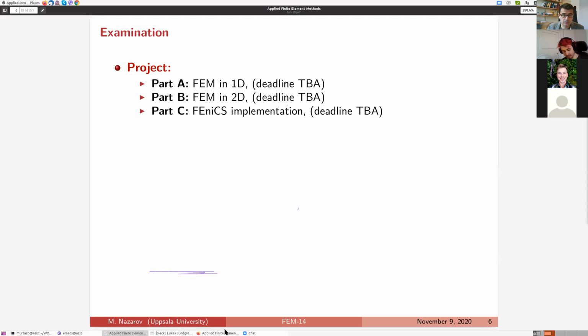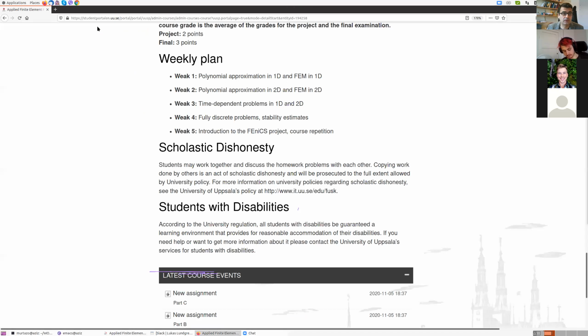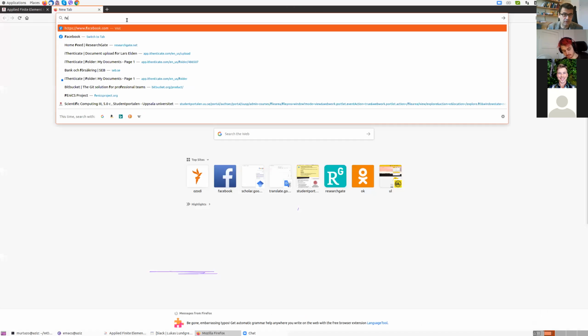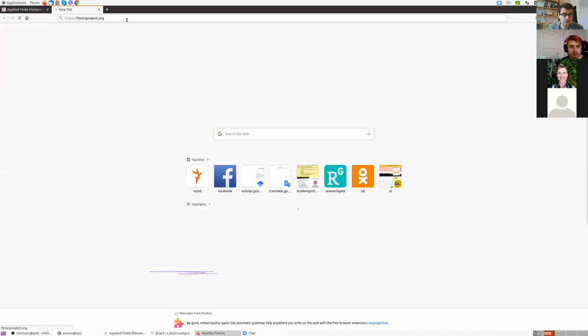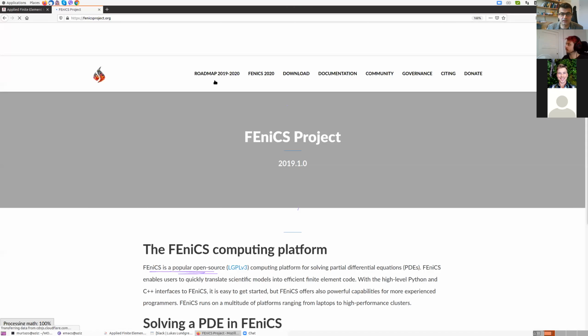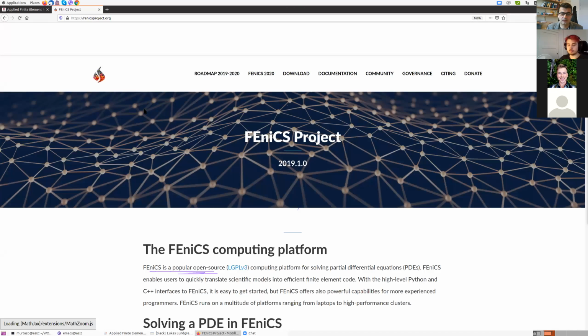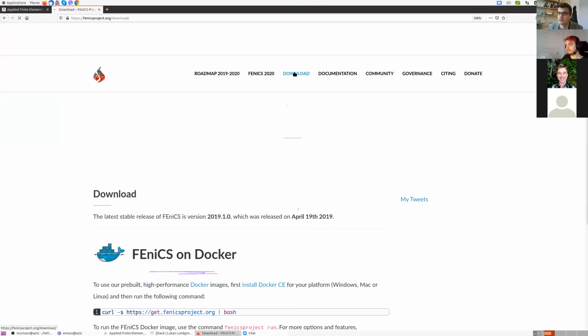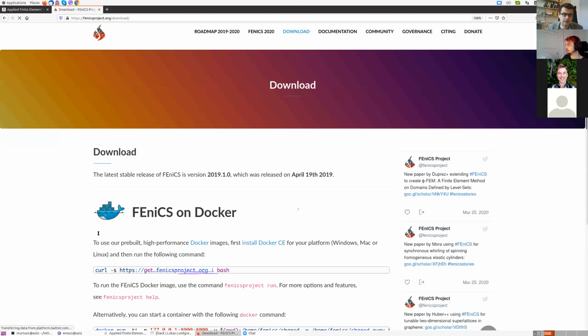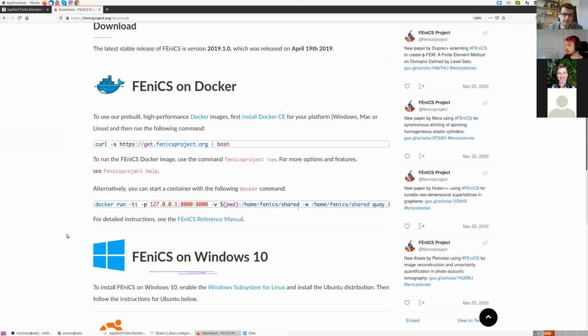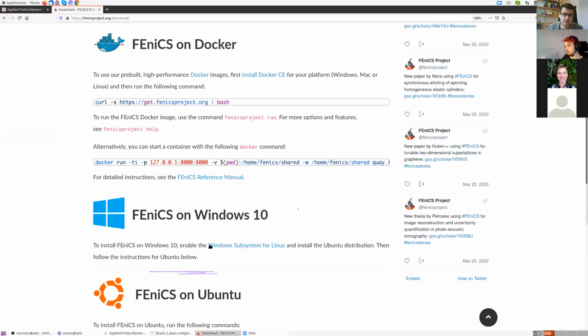I think if I go to the web, here I go to, the website is called phoenixproject.org. Do you see the website here? So if you go to download, then there are several options. I personally use Linux and MacBook. I never used Windows, so I don't know how to install it on Windows, but there are some instructions.